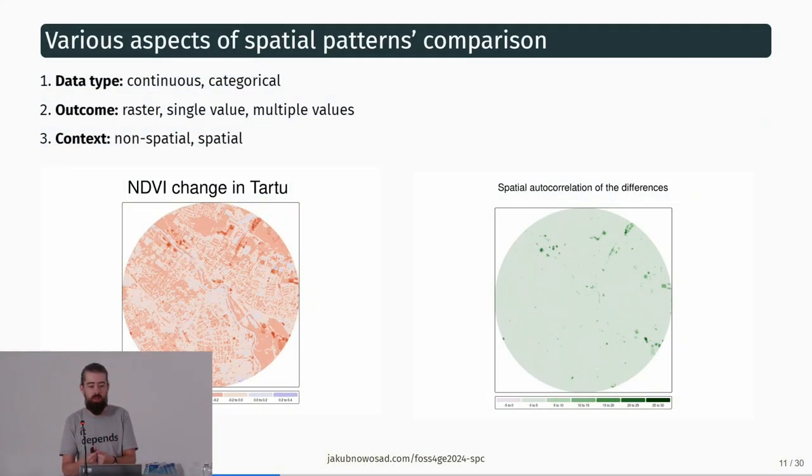The third dimension is the context. By context, I mean, do we include information about spatial relationships or not? For example, on the left, if we just calculate NDVI change, I take the data for one year and subtract it from the data for the other year. It's just calculations, each cell is calculated independently, so there is no spatial context included. This is the non-spatial part. But on the right, you have a measure of spatial correlation of the differences. So then you are actually looking at the neighborhoods and including the spatial context in your results.